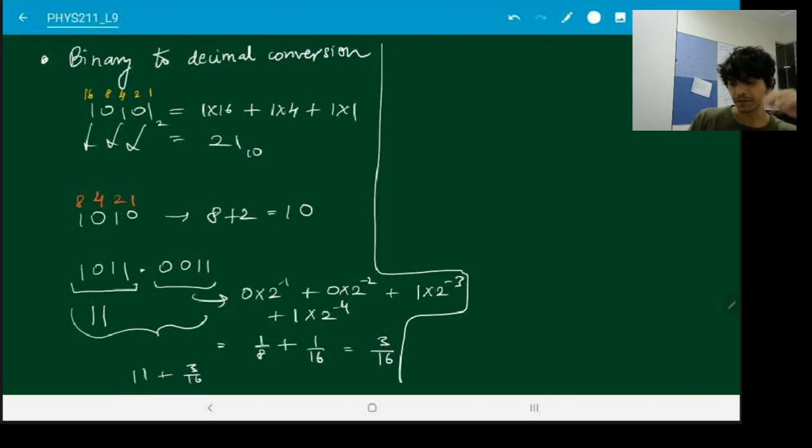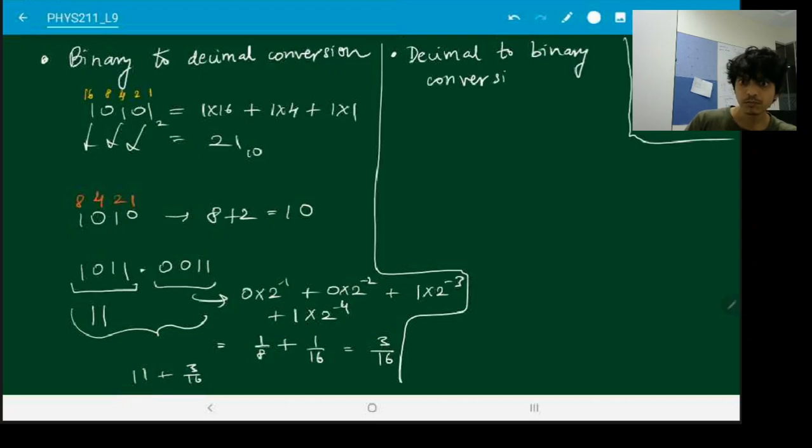Now let's look at the inverse question. If you have a decimal number, how do you convert that into binary? So there are a couple of ways of doing this. One is just the usual method. So suppose I tell you convert 53 into binary.